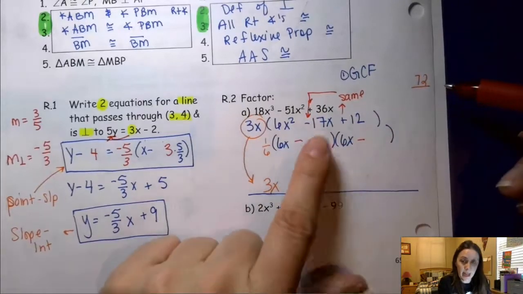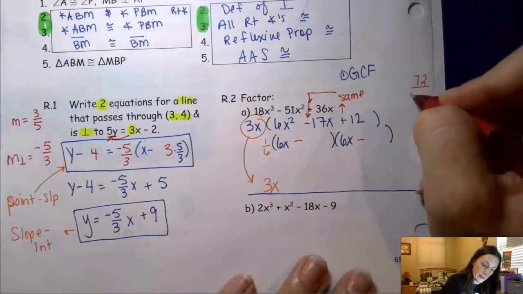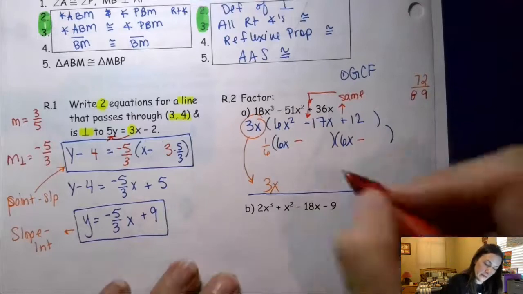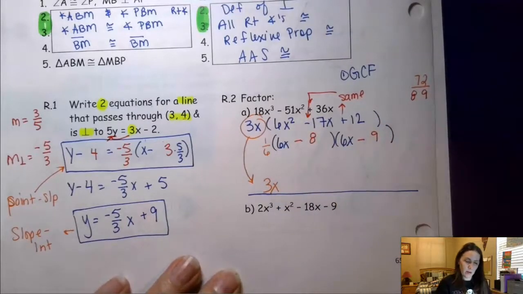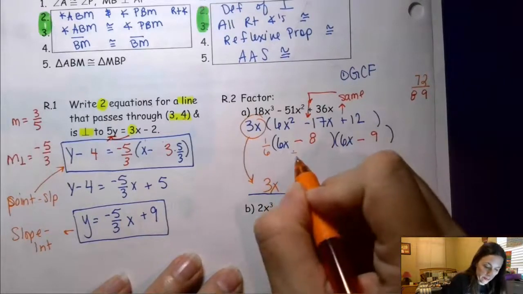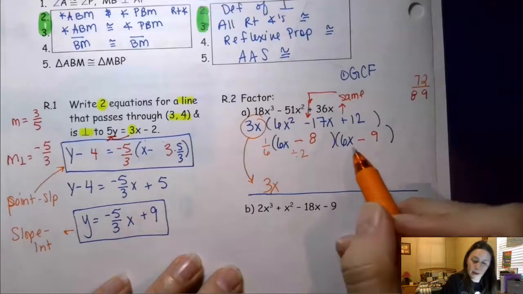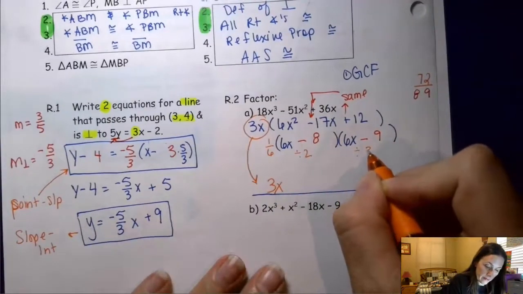Factors of 72 that add up to 17. You can list all of your factors. Hopefully we see that this one's going to be 8 and 9. Minus 8 minus 9. Okay, so is there anything I could divide out of this one? This one I could divide by 2. Anything I could divide out of this one? I could divide out a 3.